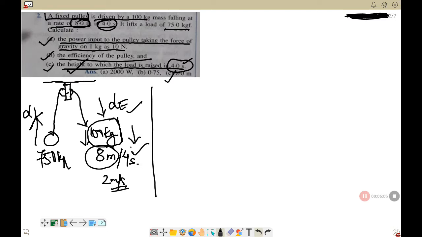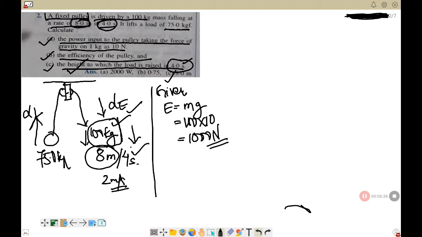Okay, now let's begin. Here the effort is given in terms of mass. In the previous question your load was given in terms of mass, isn't it? So here effort is given. Let's first of all write the given data. Effort is given in terms of mass, so effort equals mg, m into g. m is 100 into 10, so that gives you 1000 newton. This is our effort. Are you getting my point? Now the height to which it is moved is 8 meter, and in how many seconds? In 4 seconds. So now this is the information which is given.